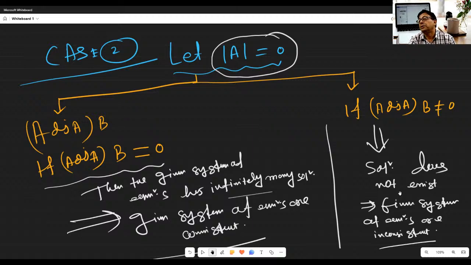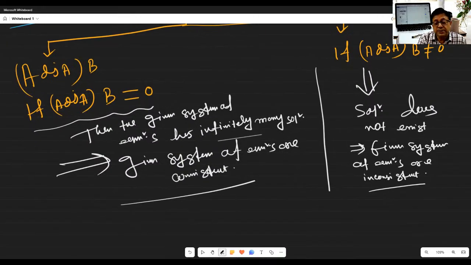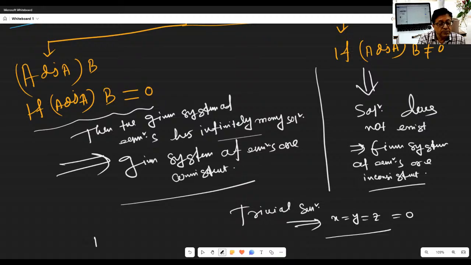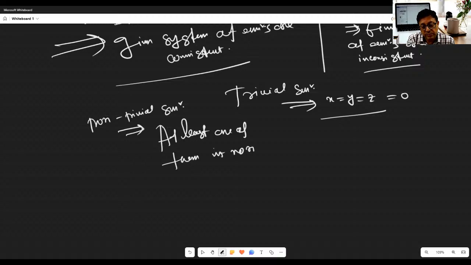Now another term is used often in this solution of system of equations, trivial and non-trivial solution. Trivial solution means x, y, z, 0. Trivial solution implies that x, y, z all three are equal to 0. Non-trivial solution means this implies that at least one of them is non-zero. Clear? You understand? At least one of them non-zero, then we'll say that it is non-trivial.